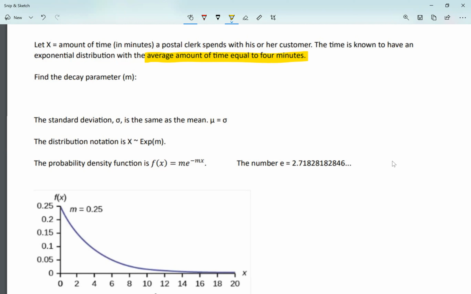Find the decay parameter. We're going to call this an m, which is a very important number. We're going to be using this m a lot. Now I'm going to say m. We're going to figure out our decay parameter. m is going to be 1 divided by our mu, 1 divided by our average. Remember how I said the average amount of time is equal to 4 minutes? So in this case, I'm looking at 1 divided by 4. Now 1 divided by 4 is equal to 0.25.